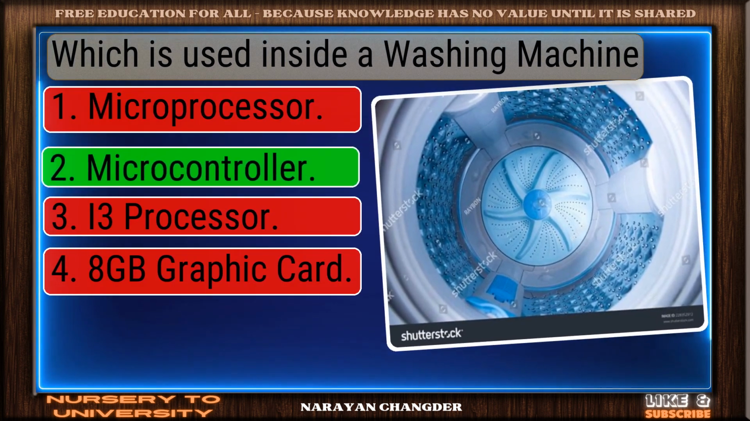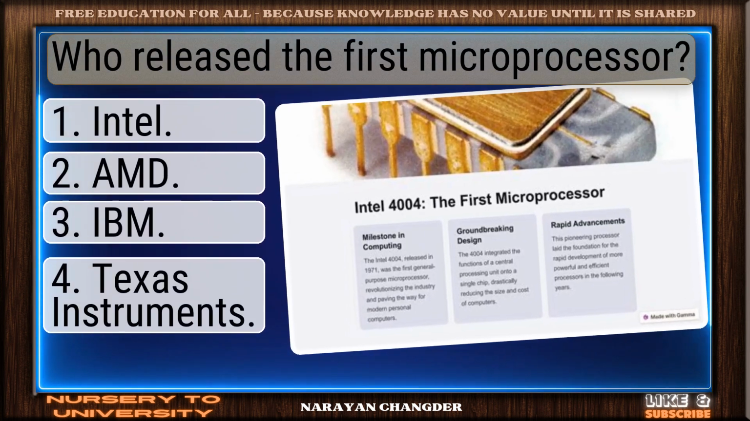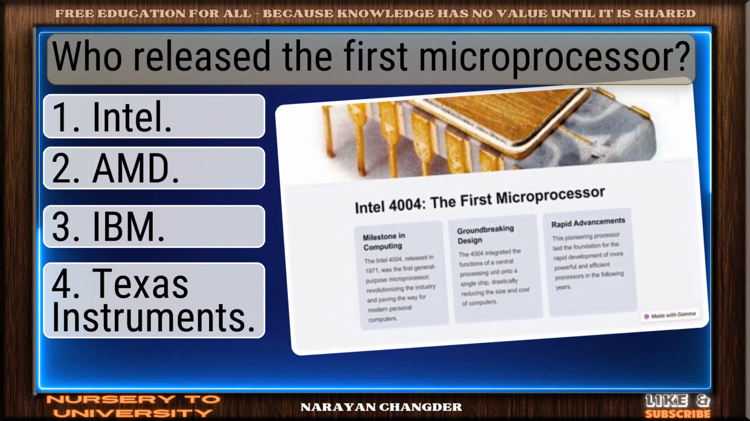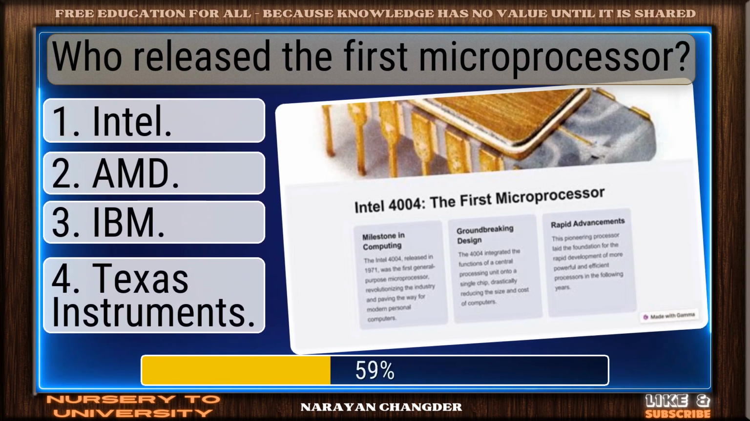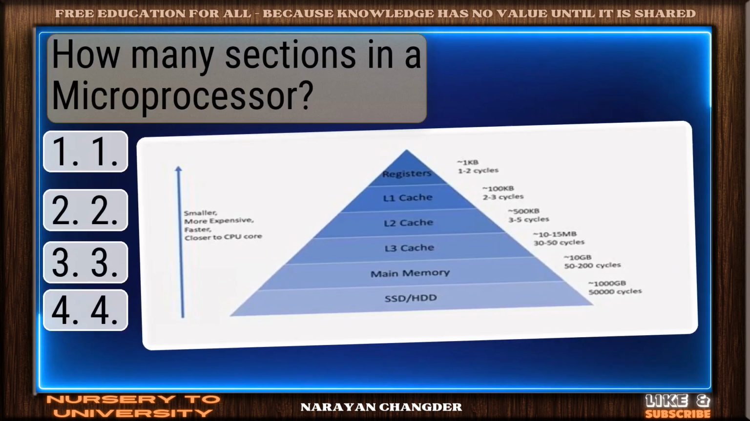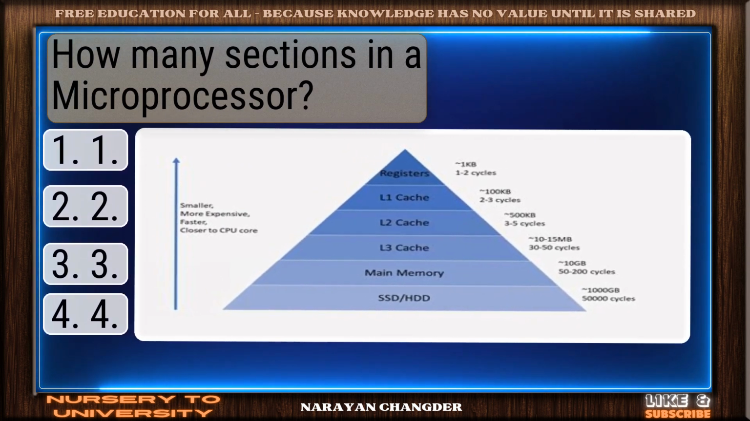Great thinking. Microcontroller is the right choice. Question number 41. Who released the first microprocessor? Perfect. Intel is the correct choice. Question number 42. How many sections in a microprocessor?